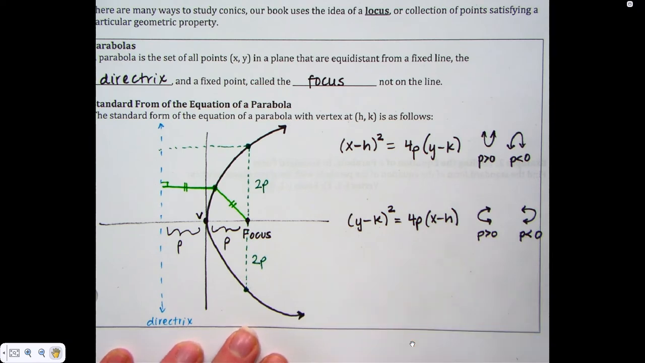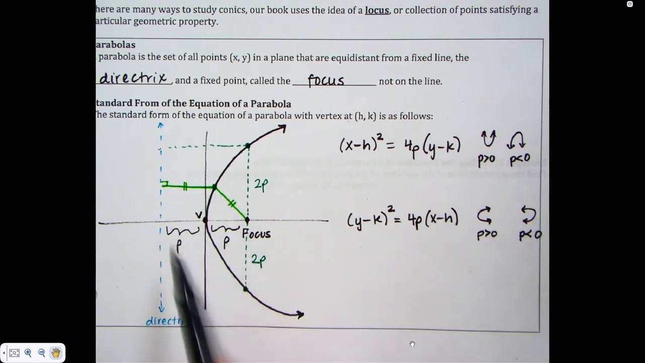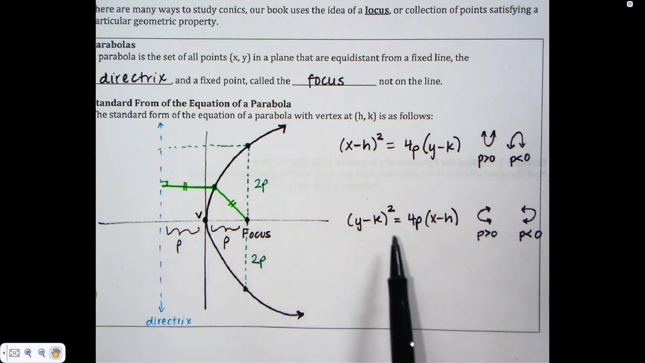And so that is my general form. Right here, for this particular parabola, we could be even more specific because my vertex is at 0, 0. So it would look like 4px equal to y squared.